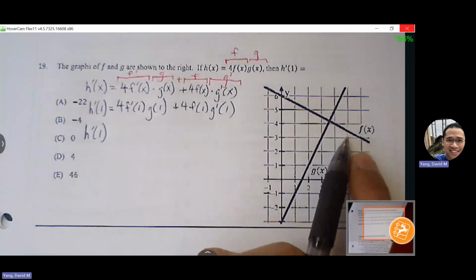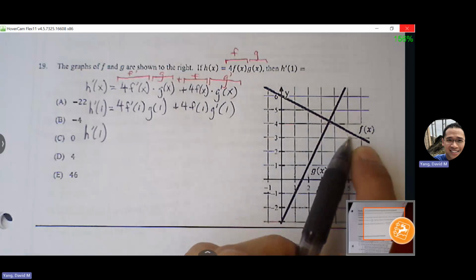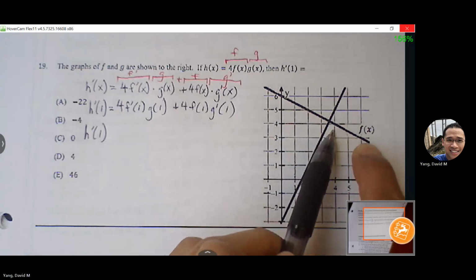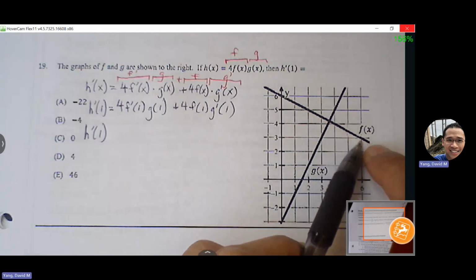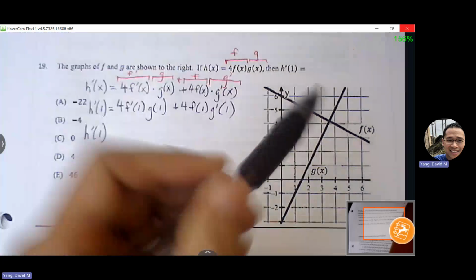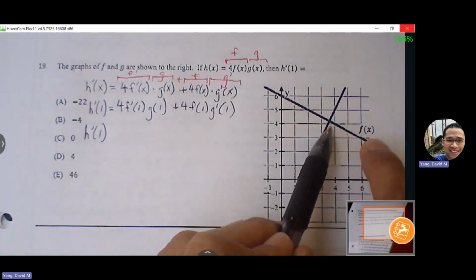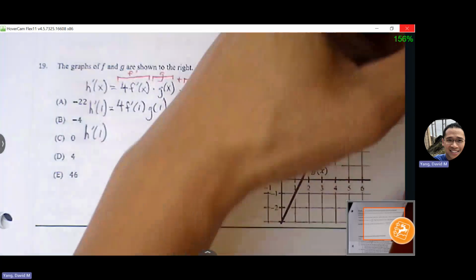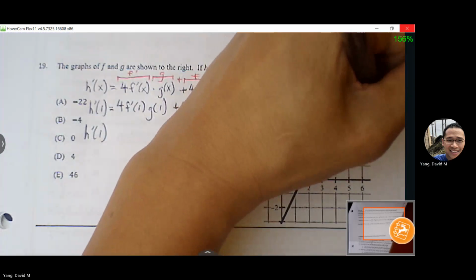F prime of 1, what's the slope of this? Close, negative slope, right? Yeah, -1/2. So just pick any 2 points that land on a nice intersection, and then you just count, right? Down 1/2. F prime is the slope of -1/2.